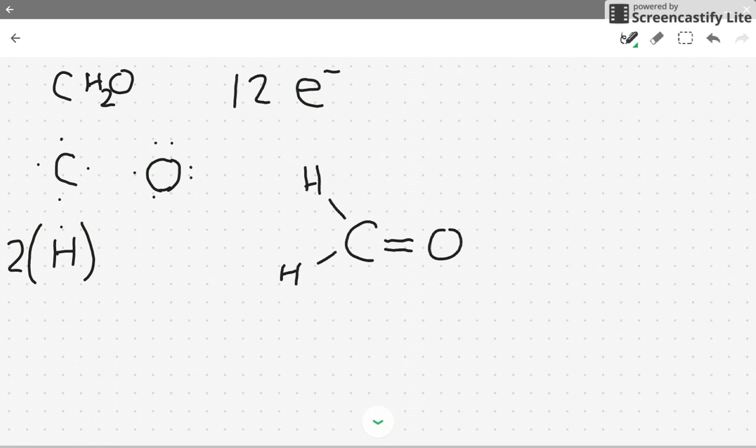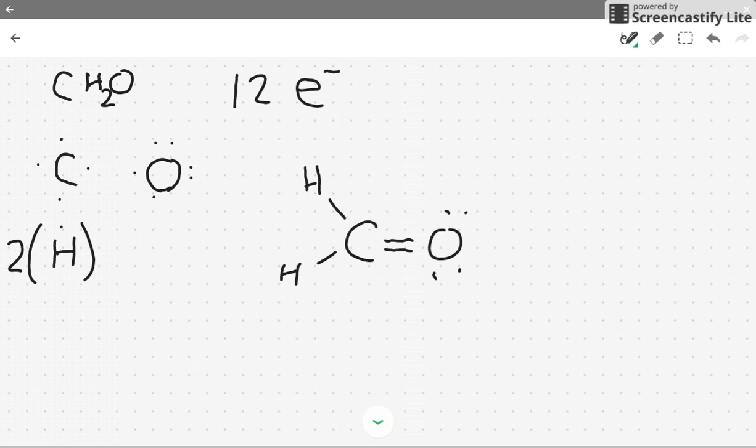Now we have to make sure that we use all 12 electrons, though. And in order to do that, we can simply add some lone pairs around the oxygen. And we see that we've got 4 bonded pairs of electrons, which is 8 electrons, plus 2 lone pairs, which is another 4. So we see that we've used up all 12 electrons, which is great. The oxygen has an octet. The carbon has an octet. So we're in good shape.